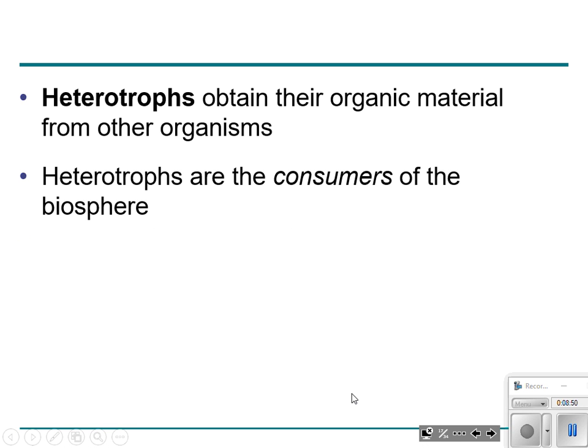Okay? Heterotrophs are what we call consumers. We have different layers that we'll talk about later on in the year. We'll talk about primary consumers, secondary consumers, tertiary consumers. We'll build food webs, all kinds of good stuff later on.